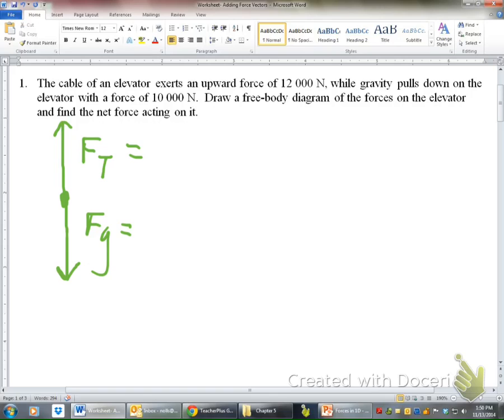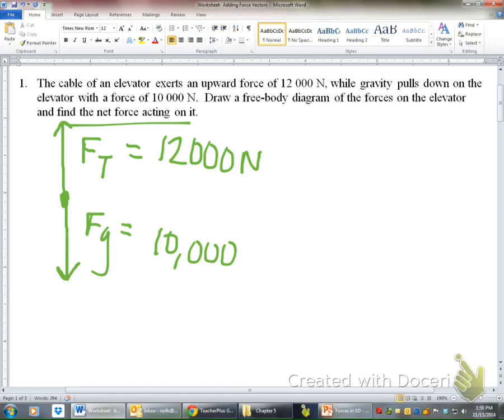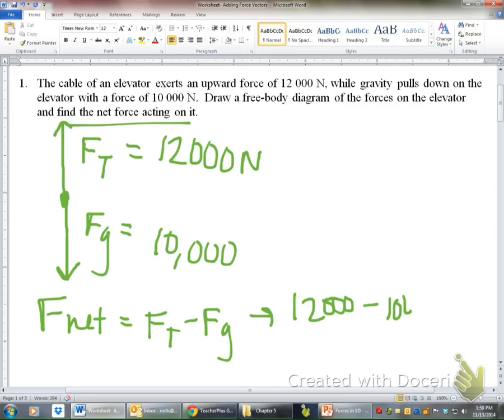Okay, what are the values for the tension force? 12,000 newtons, and our value for the gravitational force is 10,000. Okay, so if we want to find the net force, are we going to deal with net horizontal force or net vertical force? Vertical. I was thinking horizontal. All right, so we take our F net, our up forces minus our down forces. So we'd have Ft minus Fg, which would then equal 12,000 minus 10,000.